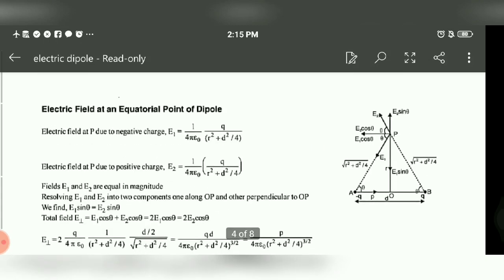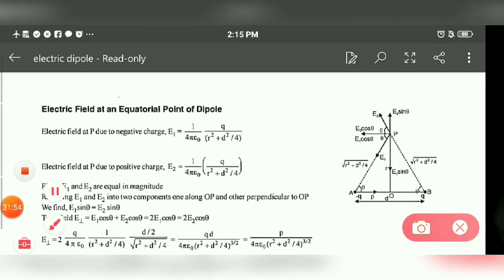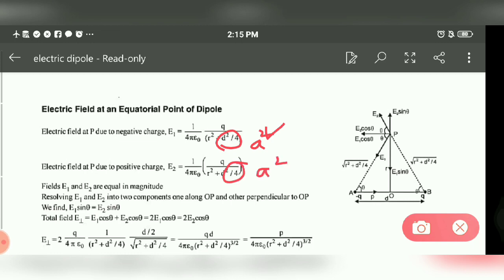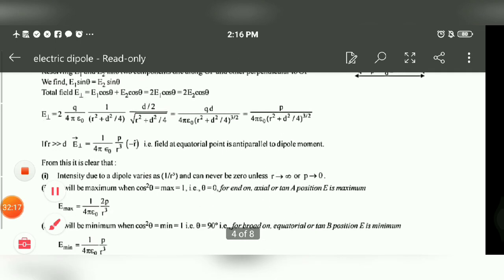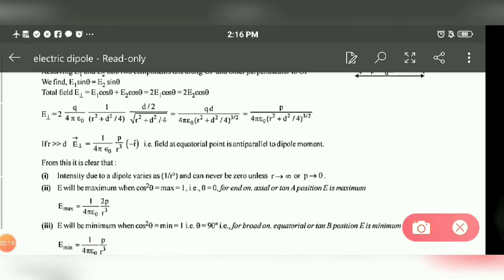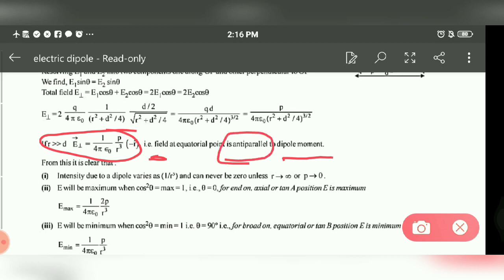So we can see here whatever we have done. This is the result. Instead of d by 4 we get here a square. This is 2a, sorry. Again a square everywhere; we have taken only a square. Now this is the step for a short electric dipole. As the electric field and dipole moment are opposite to each other, the word anti-parallel is used here.